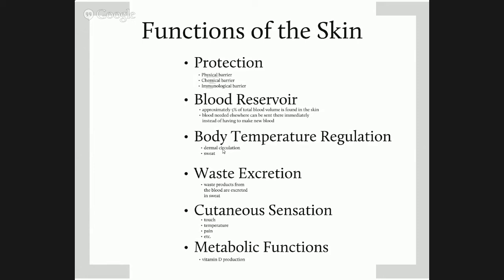Deep to the skin is a layer called the hypodermis, which is not technically a layer of the skin. It means below the skin. And it's made up of mostly fat tissue. And so when blood leaves the skin, it goes deep to that fat tissue, which helps to insulate the body temperature a little bit.